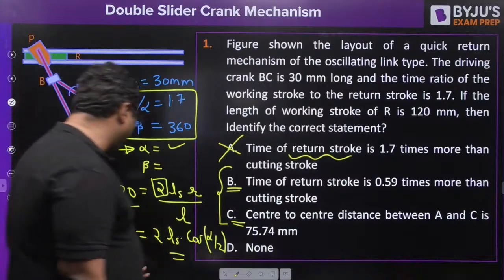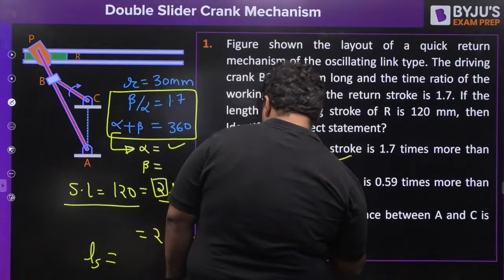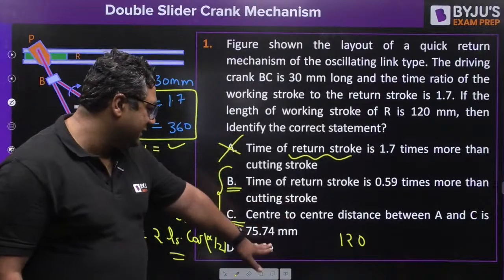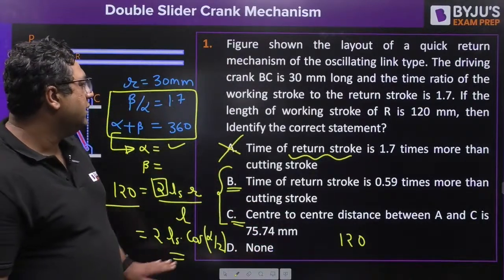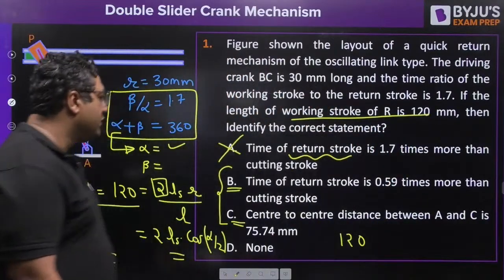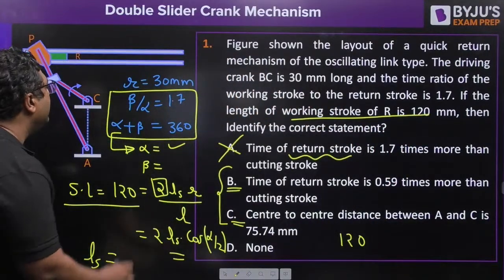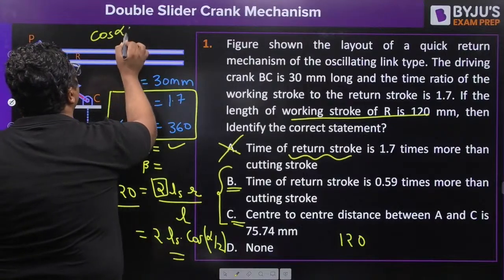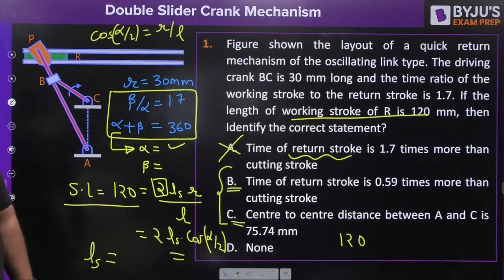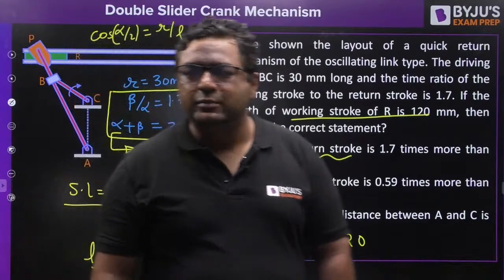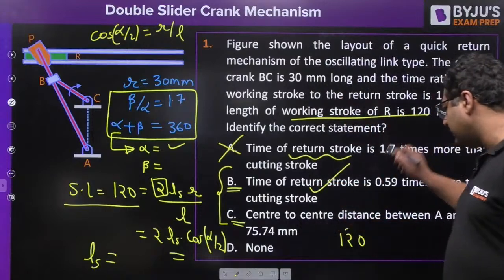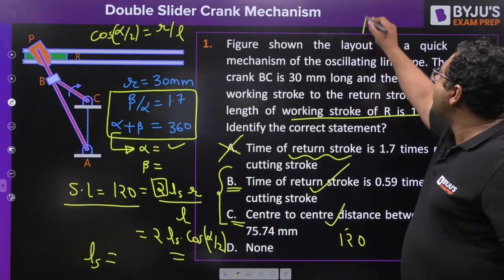Dear, you just write stroke length is given as 120. Center to center distance is 75. This is small l only. They have said that working stroke is 120 mm. So they are asking about small l. Then you can directly use cos alpha by 2 r by l. So what you are getting, small l. Is it correct? Small l is coming. Very good. So guys, B and C are the correct answers. This was MSQ.